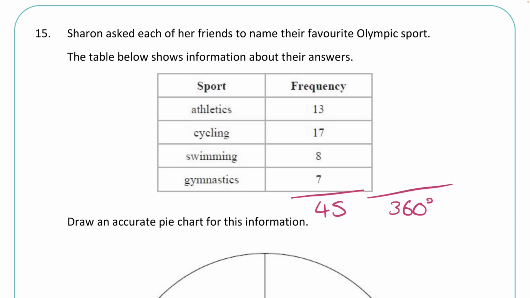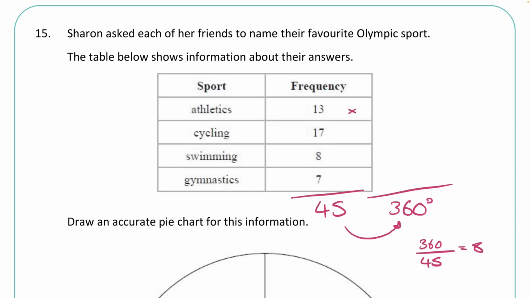Now to do that and to figure out what we need to multiply by to get to that point, we need to know, well, what do we multiply 45 by? We can figure that out by just doing 360 divided by 45, and that is 8 times. So in order to make all of these numbers add up to 360, we have to multiply them all by 8.